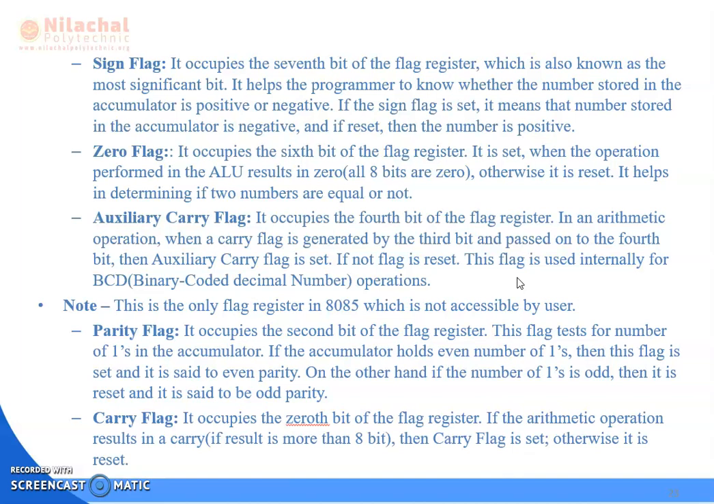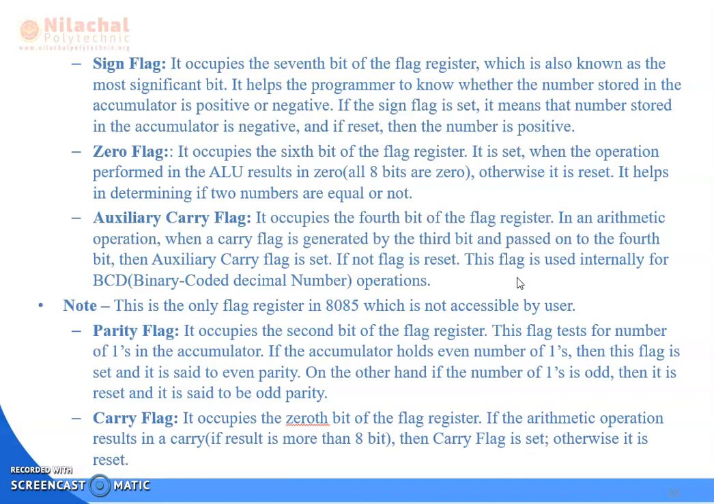Next is the auxiliary carry flag. It occupies the 4th bit of the flag register. In an arithmetic operation, when a carry is generated by the 3rd bit and passed on to the 4th bit, then the auxiliary carry flag is set. If no carry is generated, it is reset. This flag is used internally for BCD, that is binary coded decimal, number operations.